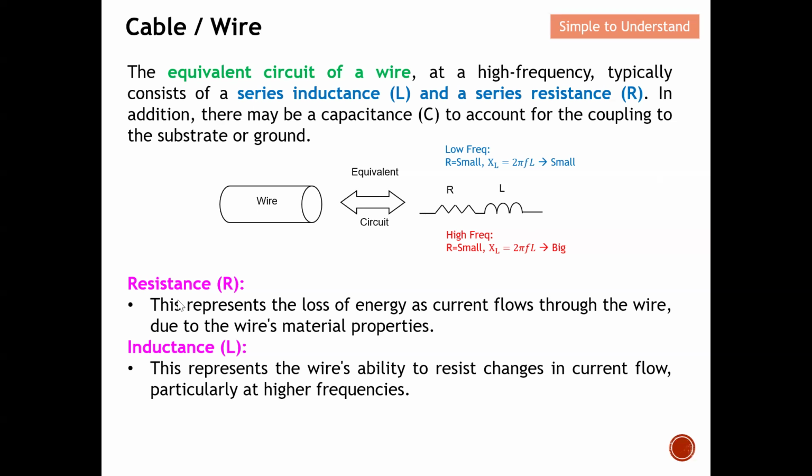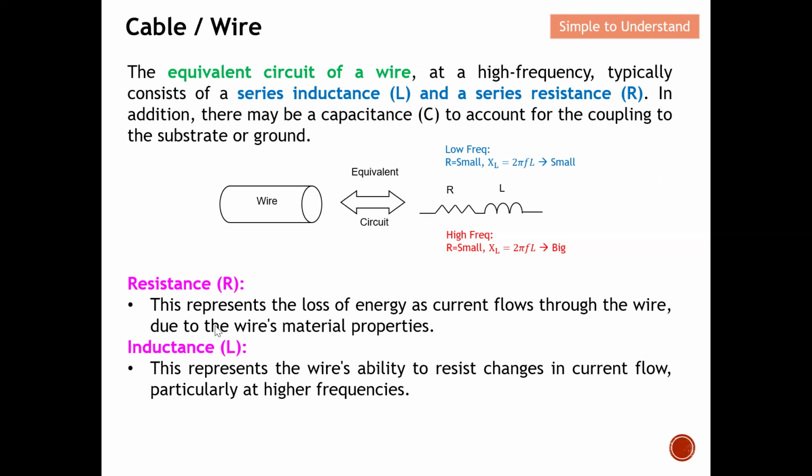Let's come to these two while I fully explain the equivalent circuit of a wire. The R, which I mentioned earlier, represents the loss of energy as current flows through the wire. This is due to the wire material property. In short, there is no perfect conductor. A perfect conductor means there will be 0 ohm. In the real world, we still have some form of loss, even with a good conductor. So this R accounts for the loss of the conductor of the wire.